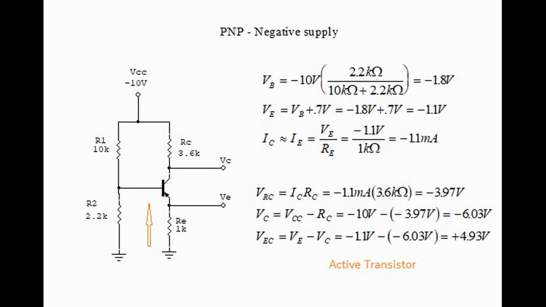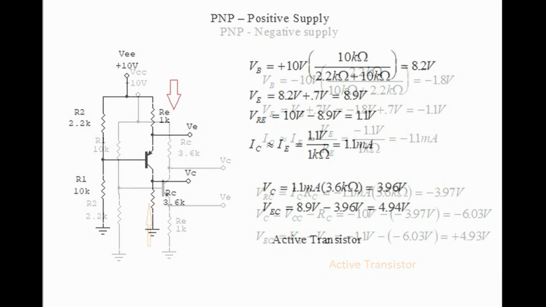We continue by saying that VRC is equal to negative 1.1 milliamp times 3.6 kiloohms, which equals negative 3.97 volts. Then VC is equal to negative 10 volts minus negative 3.97 volts. That equals negative 6.03 volts. Once again, we have to think in reverse of NPN by looking for VEC. In other words, VE minus VC, which in this case is negative 1.1 volts minus negative 6.03 volts, and that equals positive 4.93 volts. A positive number between the emitter and the collector means that this is an active transistor circuit.